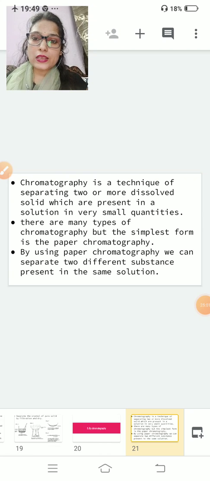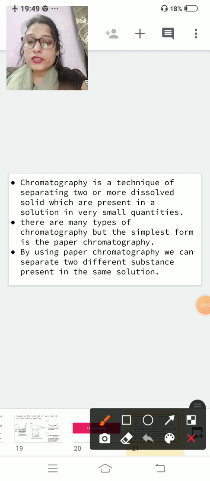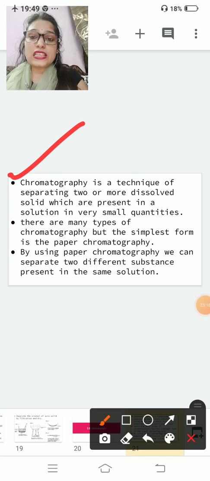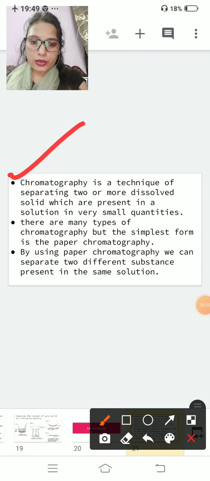But the paper one is very easy. Paper chromatography is very easy, and in your syllabus only paper chromatography is there. Clear? So our first point is that chromatography is a technique of separating two or more dissolved solids present in a solution in very small quantities. There are many types, but the simplest form is paper chromatography. By using paper chromatography, we can separate two different substances present in the same solution. I think these three points are very clear to you.